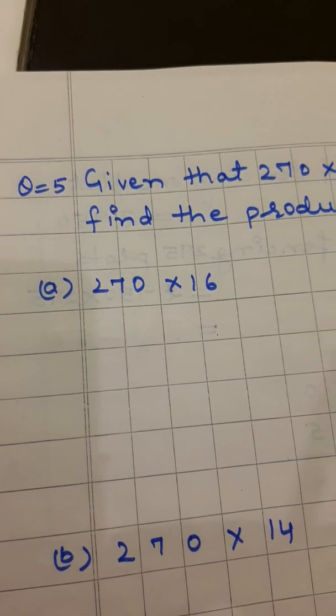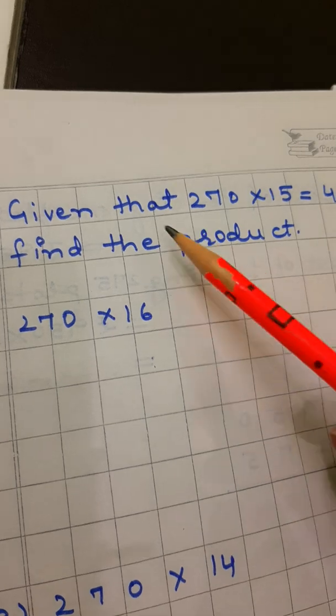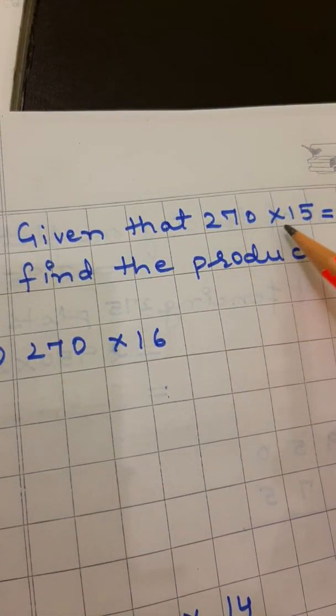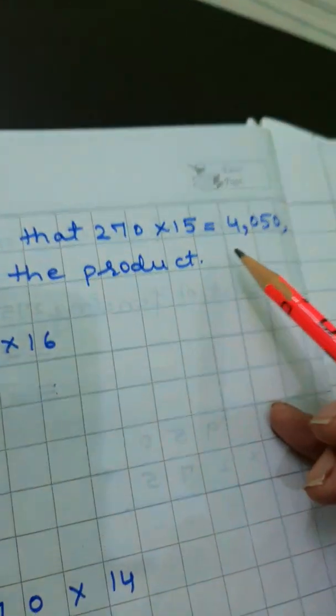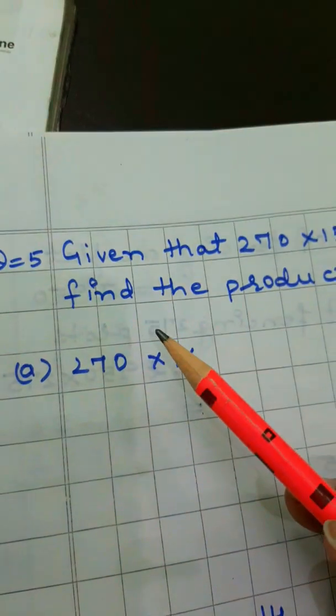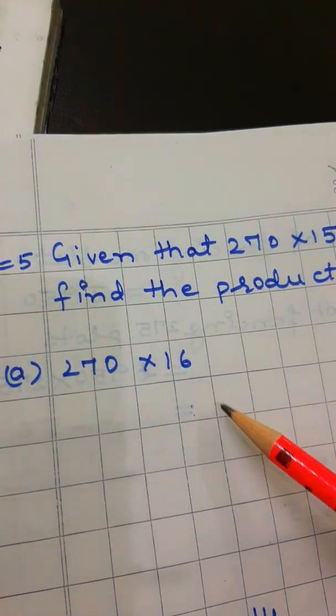Students, today I am going to discuss question number 5 of brain teasers. It is given that 270 multiplied by 15 is equal to 4050, and find the product of 270 multiplied by 16.